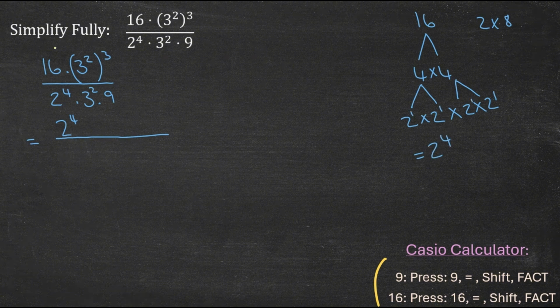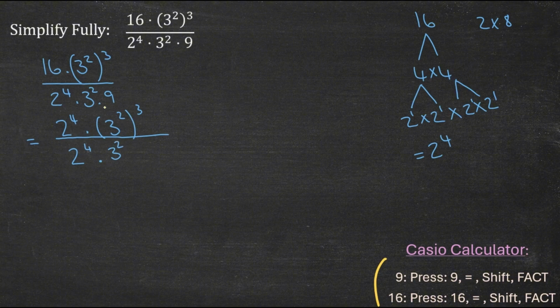Okay, like I said, I'm only going to change these two numbers for now, so I'm going to leave the rest of my numerator as is. Now let's have a look at the denominator. 2 to the power of 4, I can leave that one for now because 2 is already a prime number. 3 squared, I can leave it as is because 3 is a prime number.